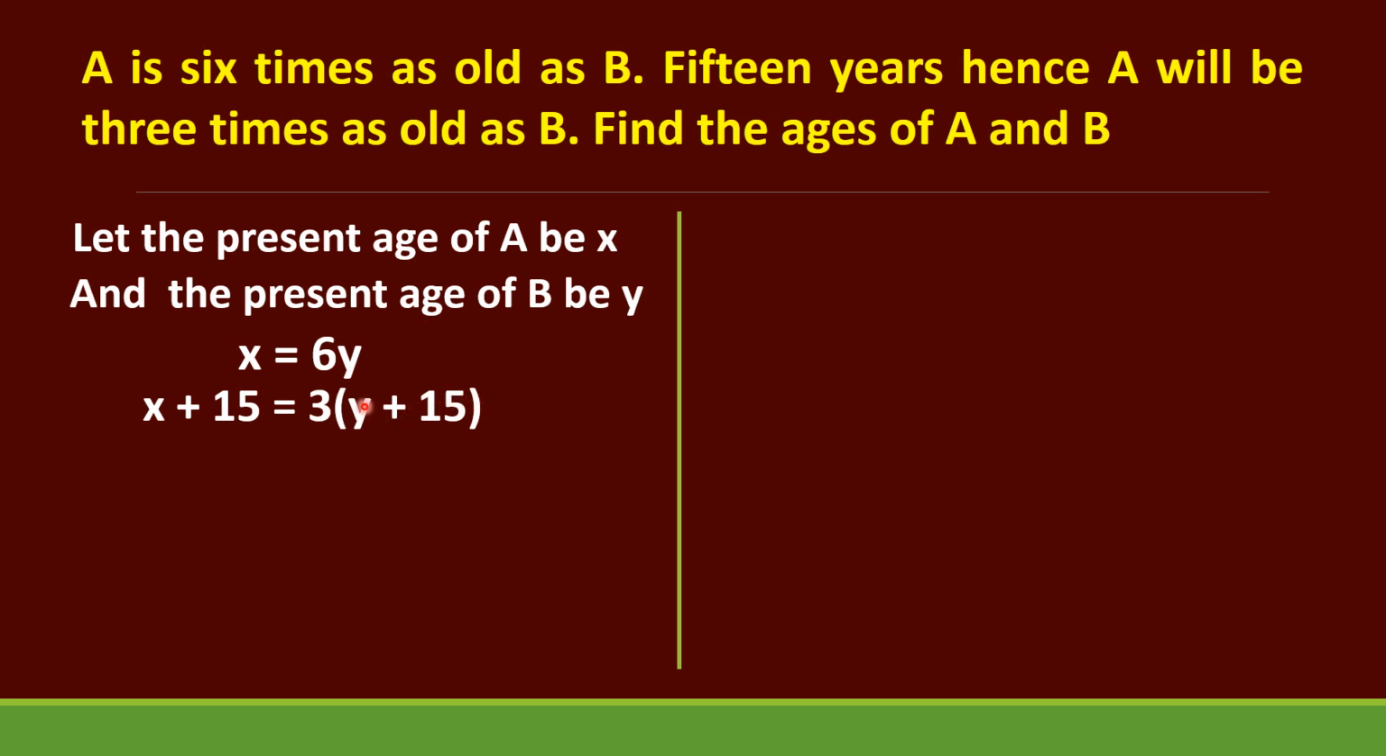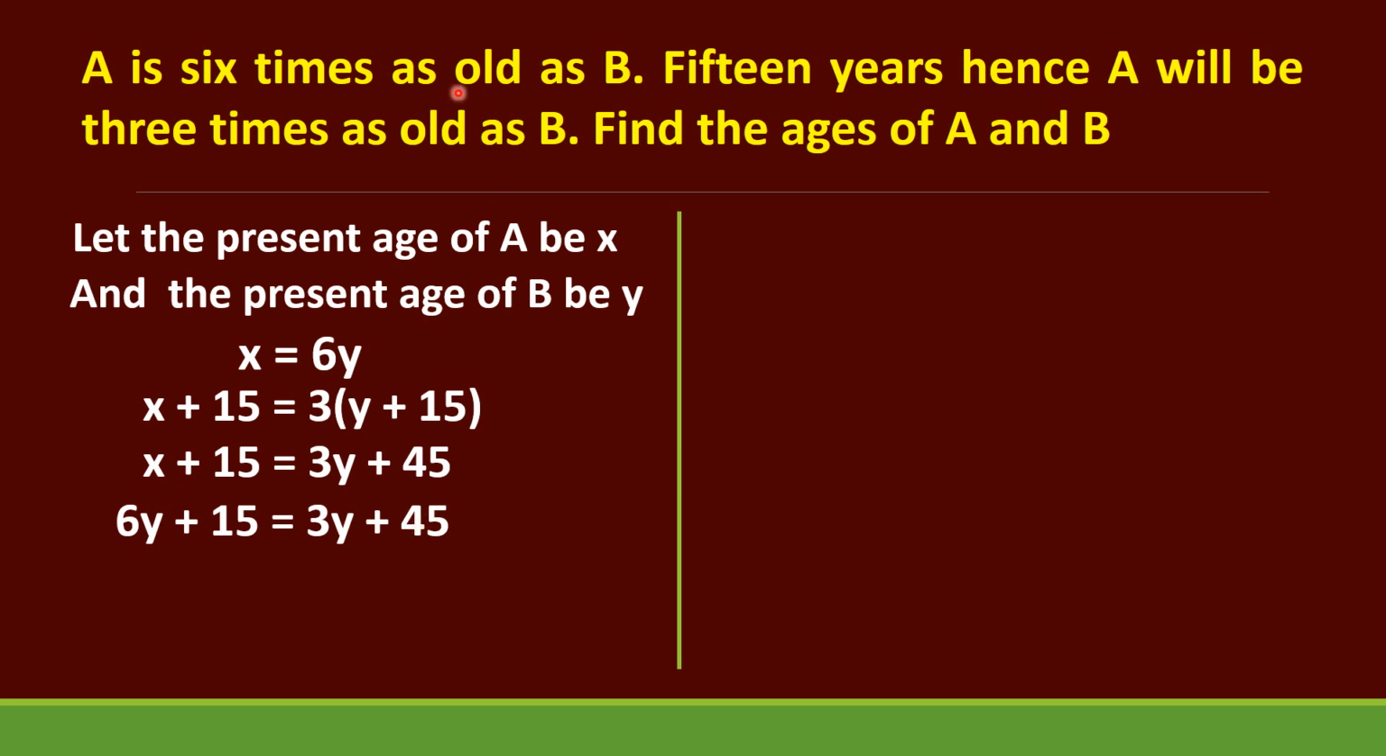So we got another equation. Then x plus 15 is equal to 3 into y plus 15, which is 3y plus 45. Now 6y plus 15 is equal to 3y plus 45. That is got by substituting the value of x here. The value of x is 6y, so instead of x we are putting here 6y. This is the substitution method. So 6y plus 15 is equal to 3y plus 45.